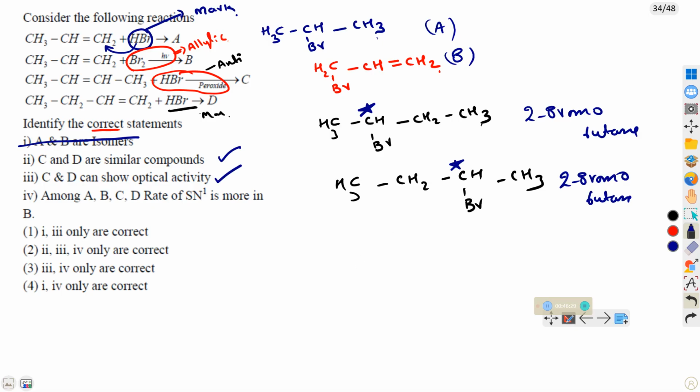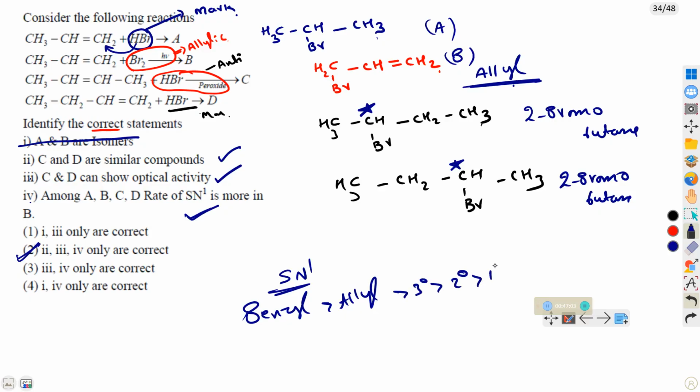Among A, B, C, D, the rate of SN1 is more in B. Correct, because on removing bromine, an allyl carbocation is formed. The second, third and fourth statements are correct, so that means the second option. The order of SN1 is benzyl greater than allyl greater than 3 degree greater than 2 degree greater than 1 degree carbocation greater than methyl greater than vinyl greater than aryl.